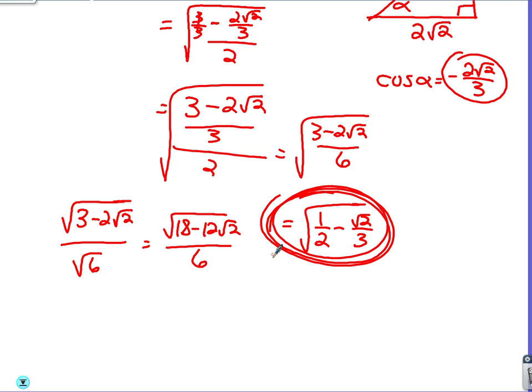Try both. Try to clean it up two or three different ways, and whatever way looks best, leave it like that. Or if you're dealing with your ACT, whatever way looks like the answer on the ACT, obviously, that's the answer that you want to give.